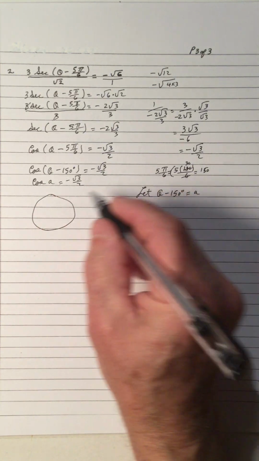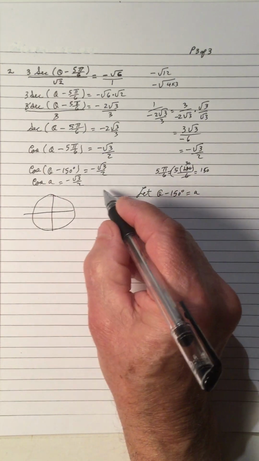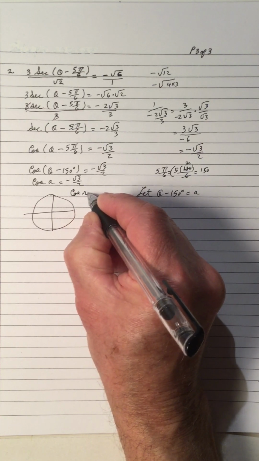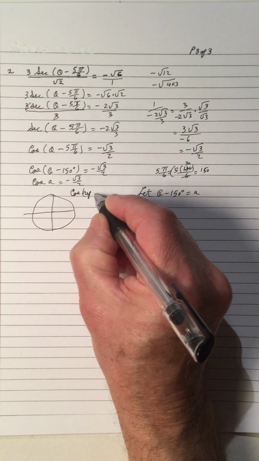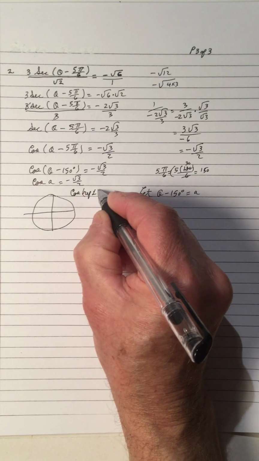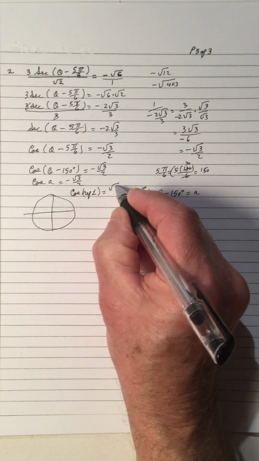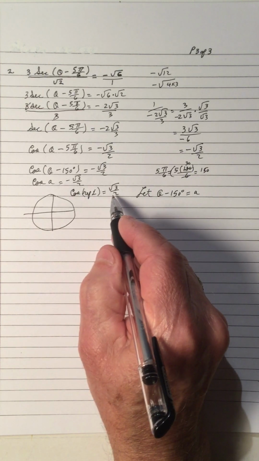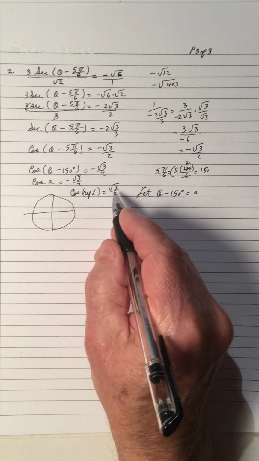So let's do a couple of things. Let's do the cos of the reference angle first, make it a positive. I always like to, instead of having the negative, find the reference angle. So the cos of what angle?